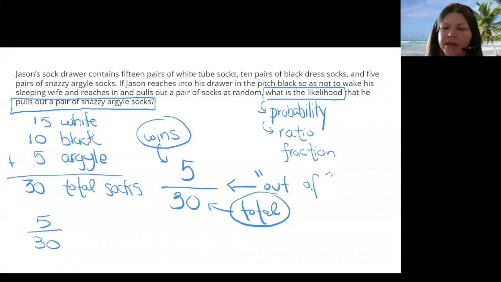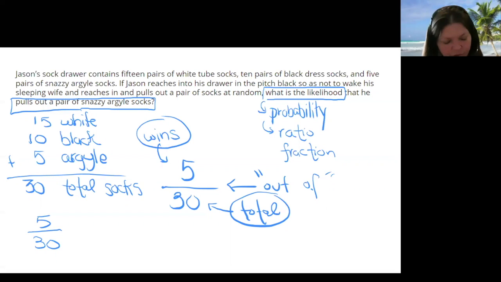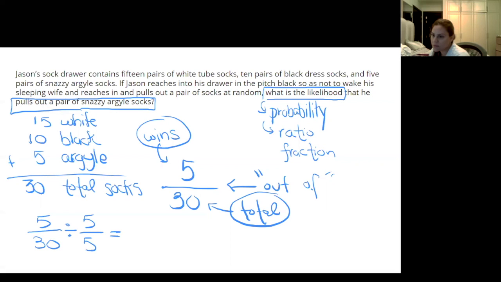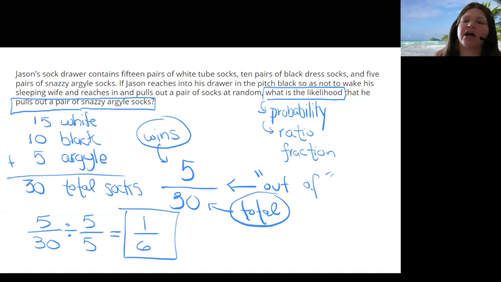It's really easy to reduce in your calculator, or you can do it by hand. So let's start by hand. Does anybody know how to reduce this by hand? Divided by 5. Beautiful. You look for a common factor. Both 5 and 30 are on the 5 times tables. Divide that 5 out of both of them, and I'm left with 1 out of 6. He's got a 1 out of 6 shot of reaching for those right socks in the dark.